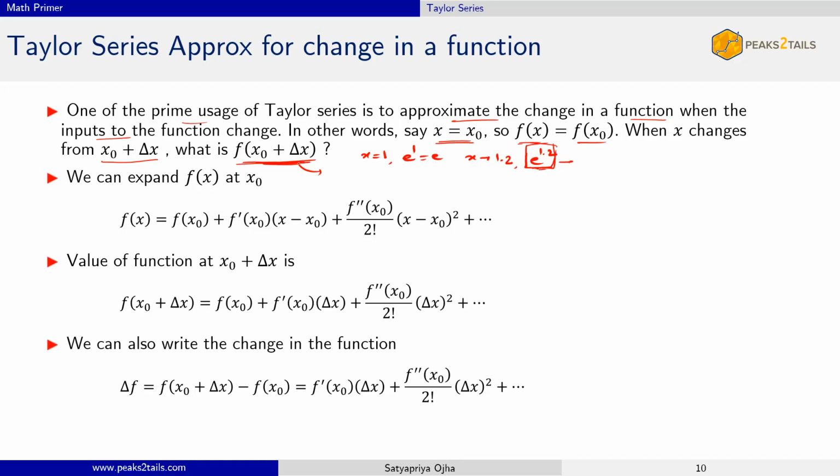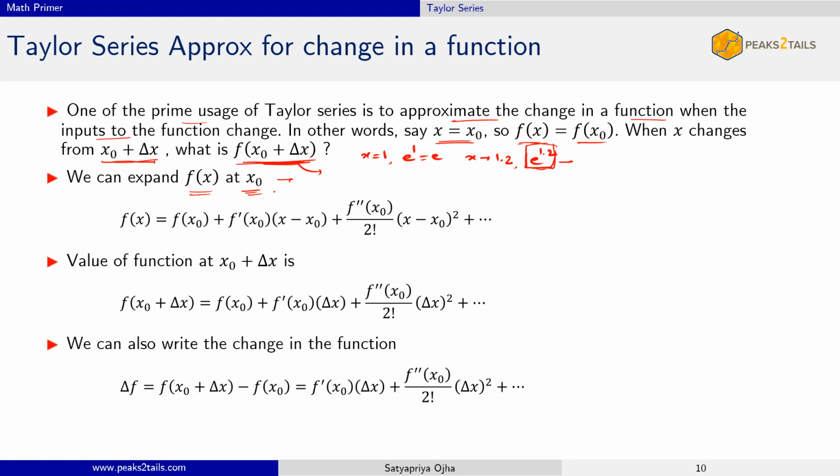Now, how do we derive an expression for change in the value of the function? So let's expand f of x at x equals 0. This is important because we are trying to approximate the changes around x equal to x0. So it makes sense to first write the expansion around x0, not at x equal to 0, but at x equal to x0. So here k is x0.